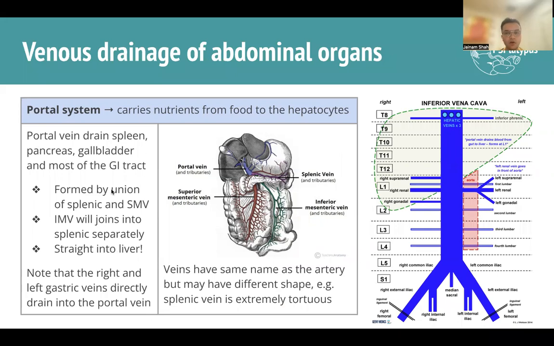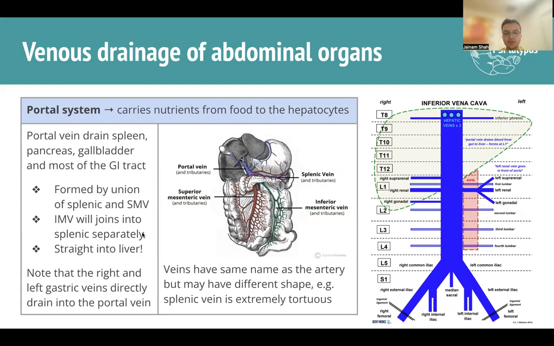So the portal system is composed of 3 main veins, and they drain the spleen, the pancreas, gallbladder, and a lot of the GI tract. The portal vein itself is formed from the union between the splenic and the superior mesenteric vein, as you can see in purple and in red on this diagram. And the inferior mesenteric vein will join up with the splenic vein separately. And all of these will then go straight into the liver, and then from the liver, they will go into the IVC.